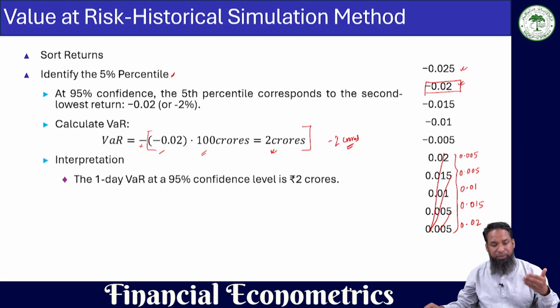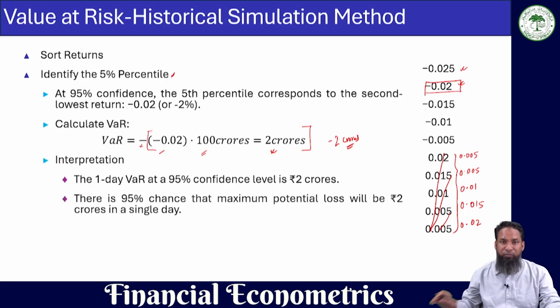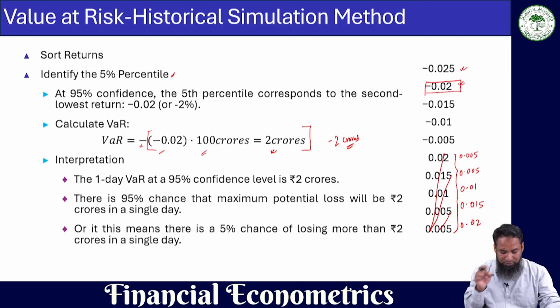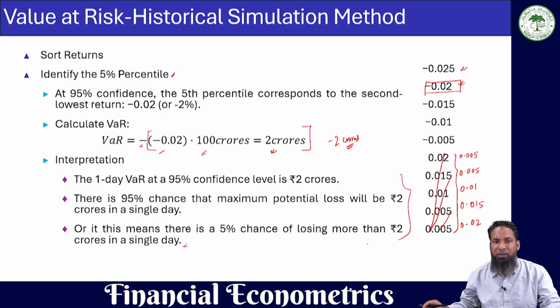So we can interpret that the 1 day value at risk at a 95% confidence level is rupees 2 crore. Or we can say there is a 95% chance that the maximum potential loss will be rupees 2 crore in a single day. Or we can interpret that there is a 5% chance of losing more than rupees 2 crore in a single day. So any of these three ways we can interpret the value at risk figure.